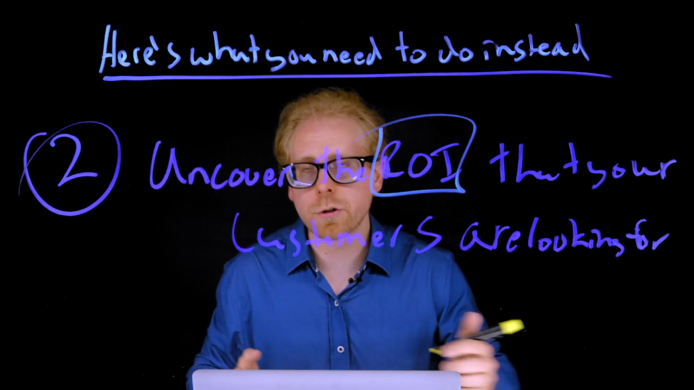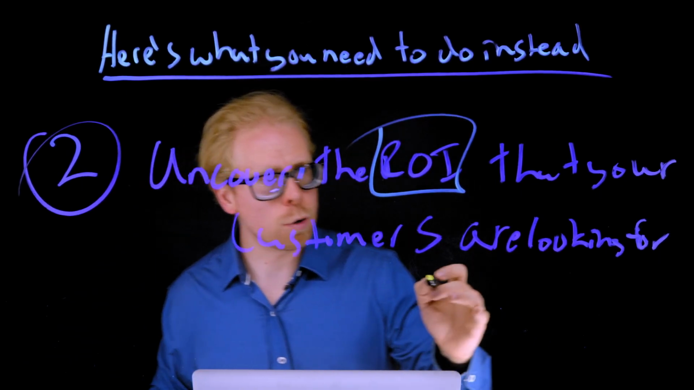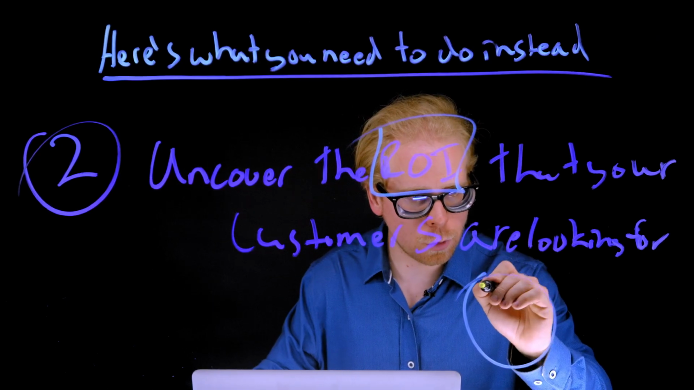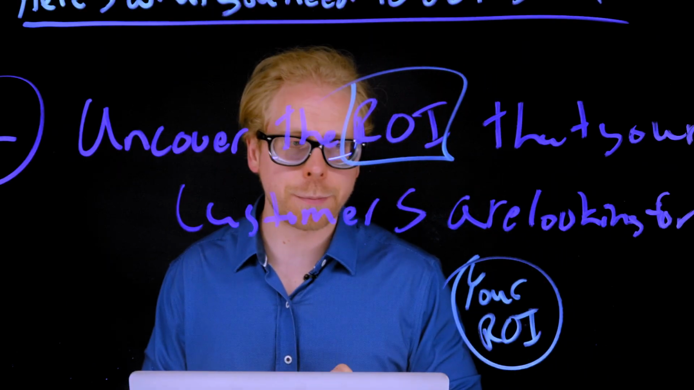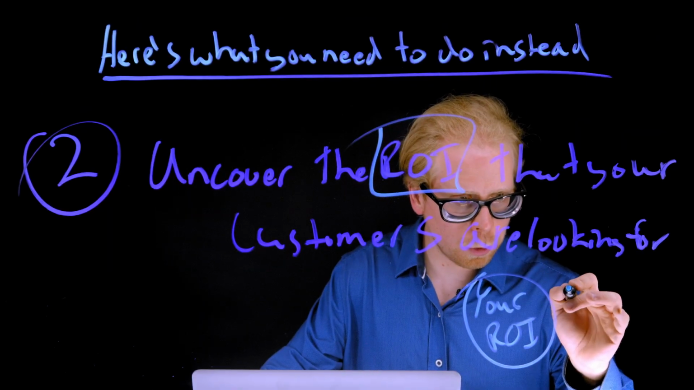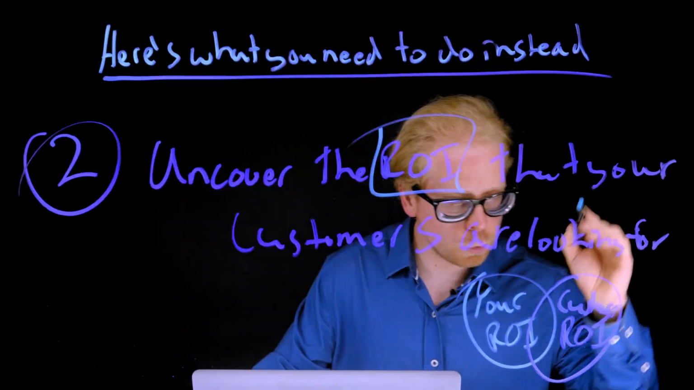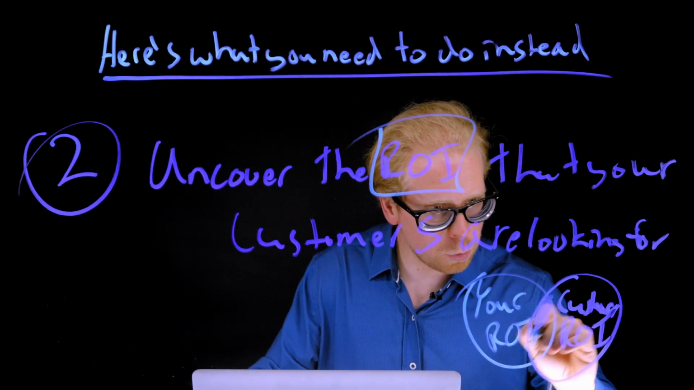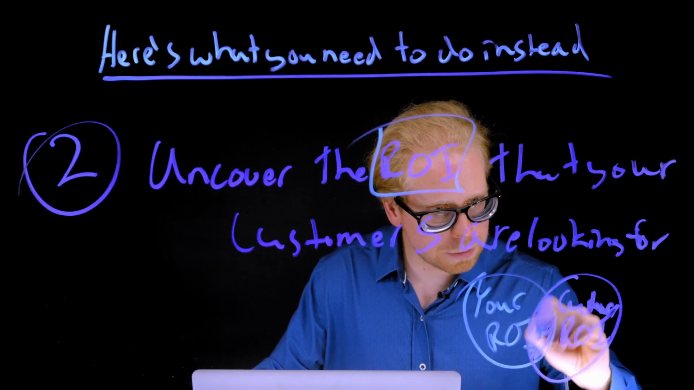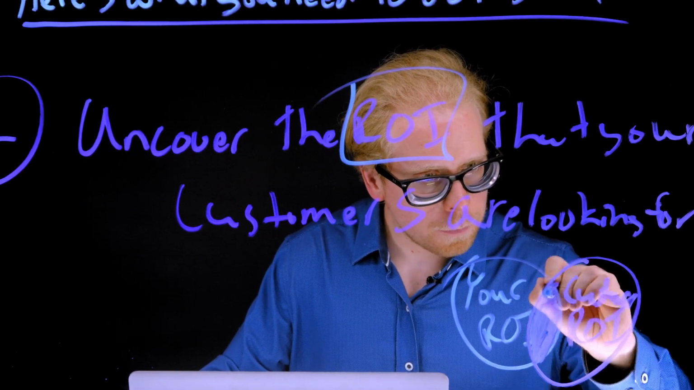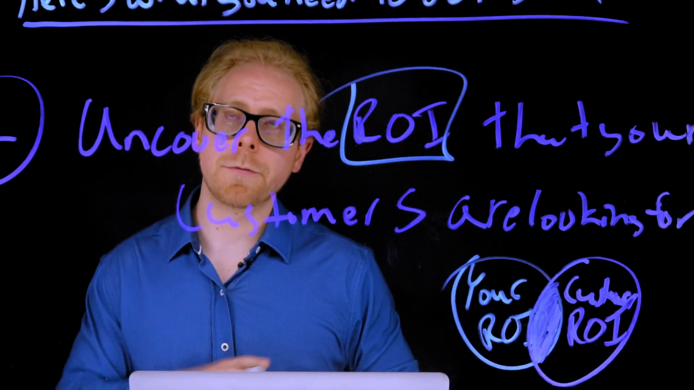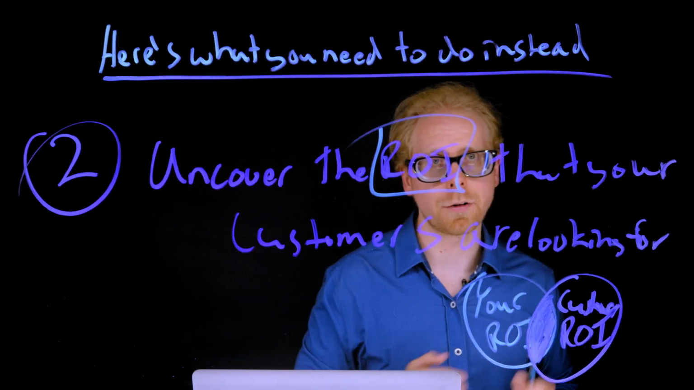When you do this, you're able to align the ROI that you have. This is your ROI. And if you're listening to this as a podcast, I drew one circle with your ROI in it, then I'm drawing another circle with your customer's ROI in it. You align these two, and where the overlap happens, this is where you're going to create massive amounts of profit for your business and for your customer's business.